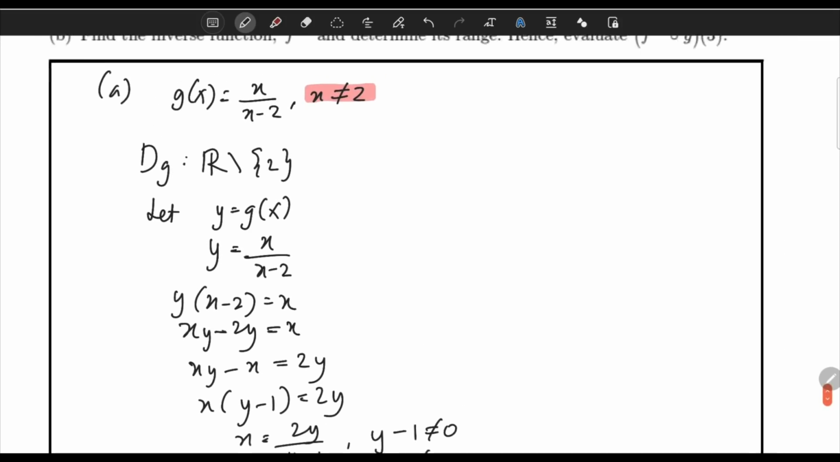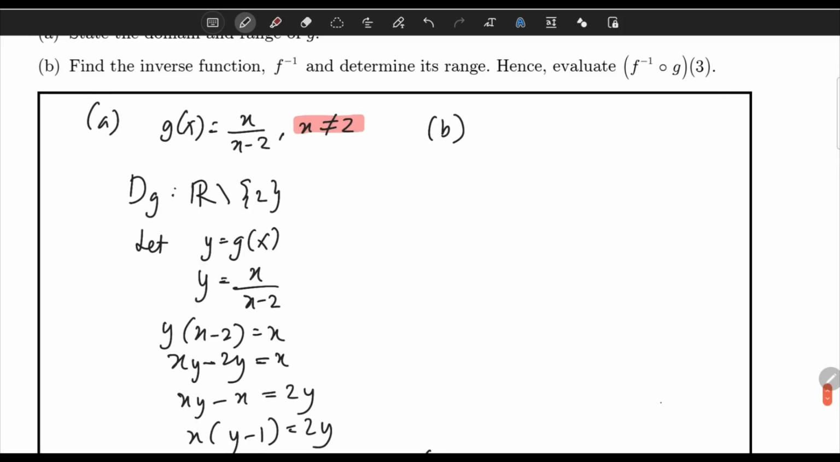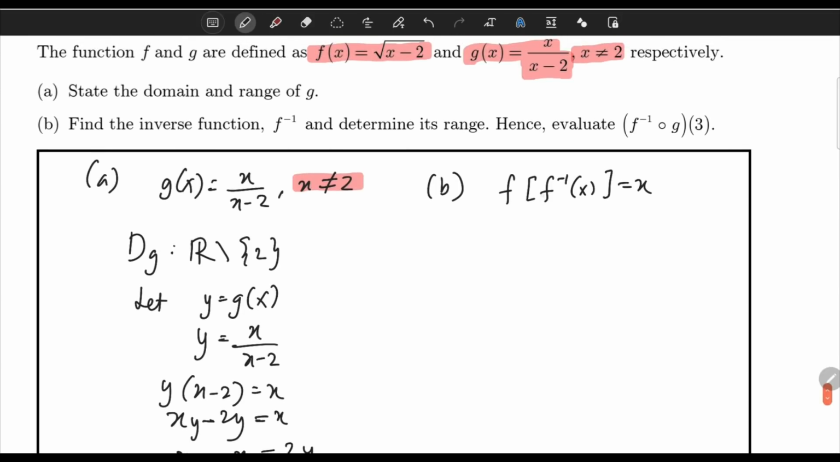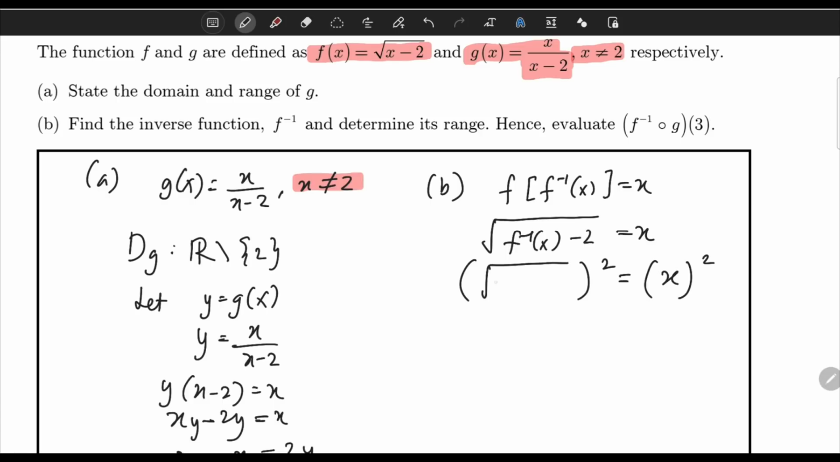Right, next let's look at B. Find the inverse function. So we're going to use f of f inverse of x equals x. So we substitute f inverse into the function f(x): square root of f inverse of x minus 2 equals x. To eliminate the square root, we can square both sides. So f inverse of x minus 2 equals x squared. So f inverse of x equals x squared plus 2.